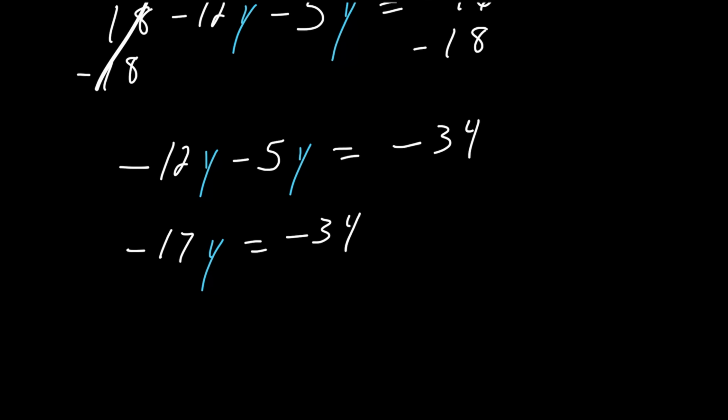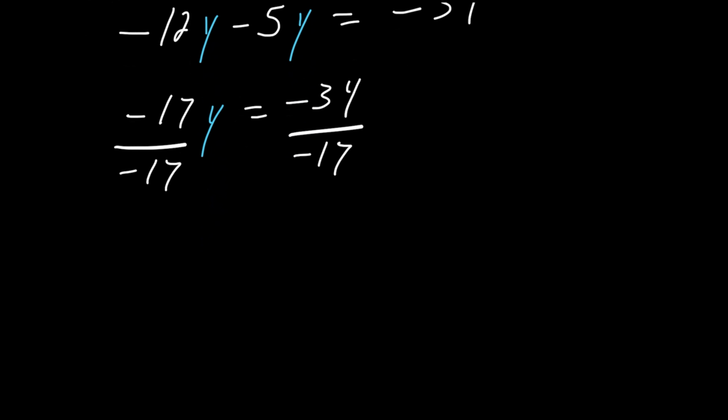Now we need to divide both sides by negative 17 in order to isolate that y. So we divide both sides by negative 17. We are left with y equals 2. All right, so this is the answer for y.